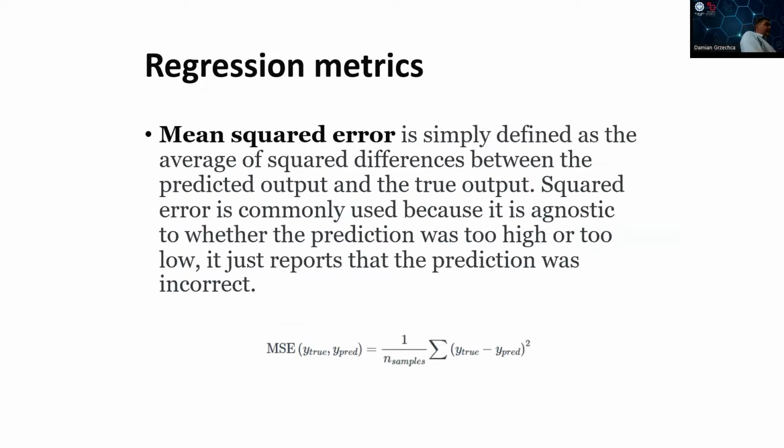Mean square error, a very well-known parameter. The mean square error value is defined as the average of squared differences between the predicted output and the true output. Squared error is commonly used because it is agnostic to whether the prediction was too high or too low. It just reports that the prediction was incorrect.